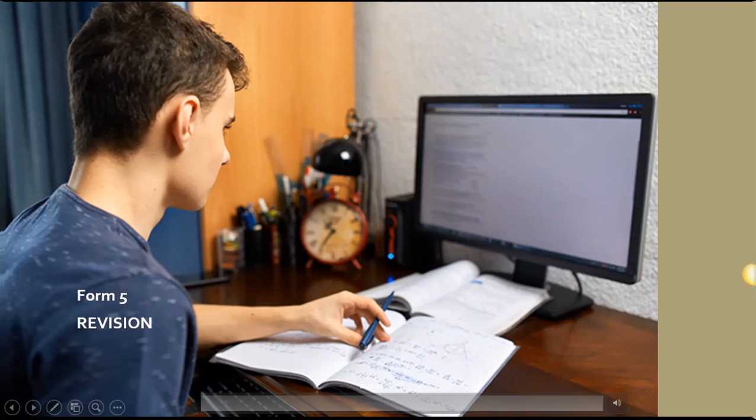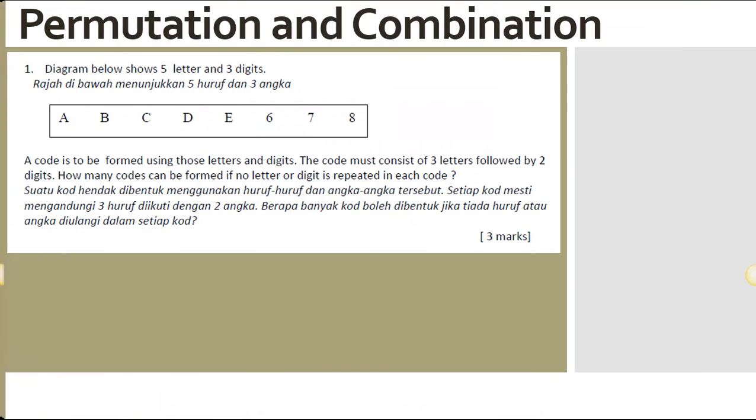Hi students, hari ni kita sambung dengan revision on topic permutation and combination. Take a look at the first question. Okay, now you are given 5 letters and 3 digits, but you need to form a code that consists of 3 letters and 2 digits. So how many codes can be formed if no letter or digit is repeated?